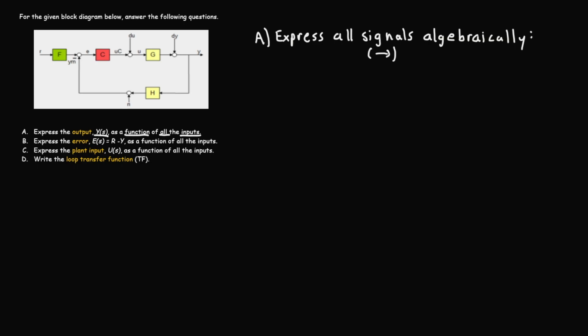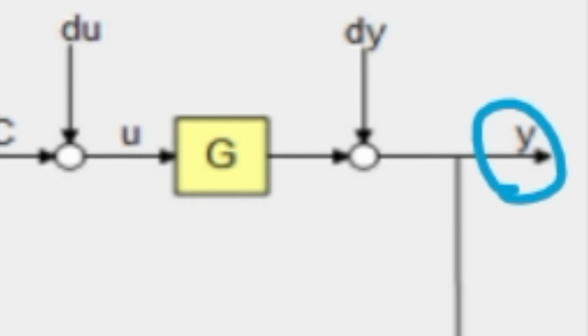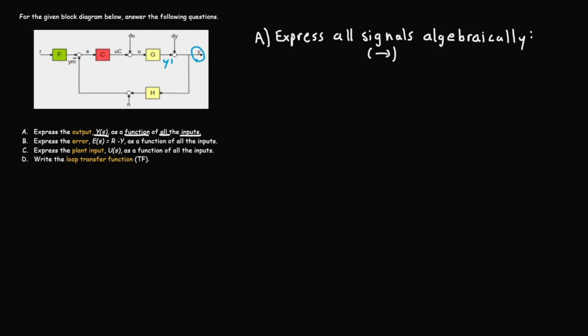Well, for example, let's take our signal y, which is our output, and try to write this algebraically. Now, as you can see, to the left of it, before the disturbance dy, is another signal that comes out of the plant G, which we can call y prime. And so in this case, from control theory, y is essentially represented as a combination of the two signals that come before it, which are y prime and dy. So we can say y is equal to y prime plus dy, just like so.